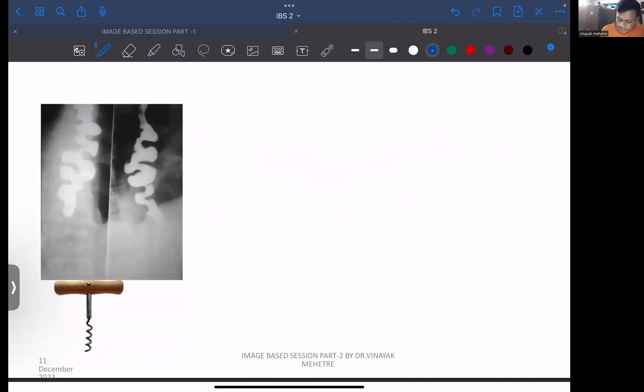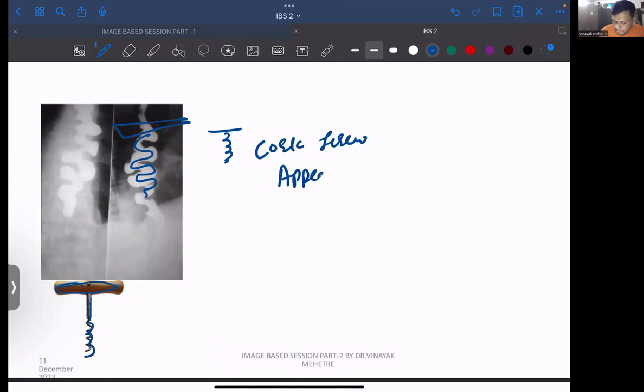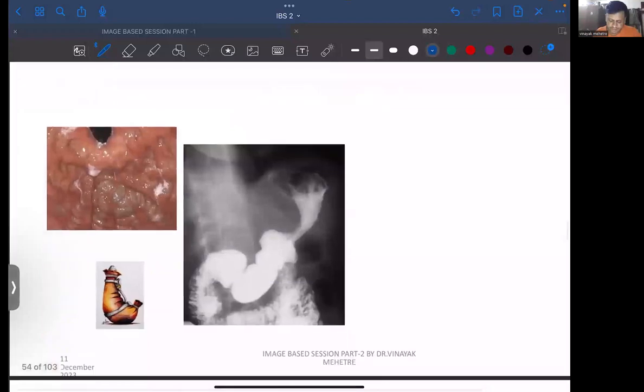This is called wine bottle opener. क्या बोलते हैं इसको? Cork screw appearance, है ना? ऐसे होता है वाइन की बॉटल ओपन करने वाला. Same we have it over here. Cork screw appearance is seen in diffuse esophageal spasm. Chalo, I will not go in detail. We will just look at the images fastly.